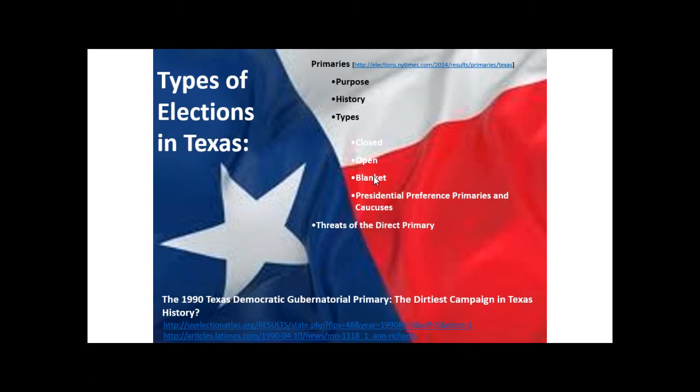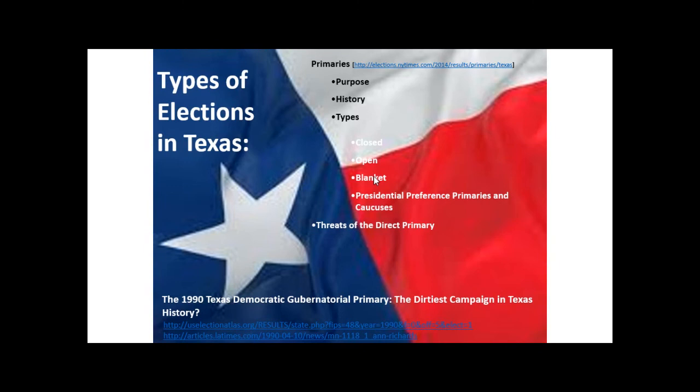Closed primary is only open to party members. Do you remember from the reading material whether the closed primary or the open primary is more common? Like if we compare the number of states that have closed primaries versus the number of states that have open primaries, which one do more states have? Closed primary is more common.